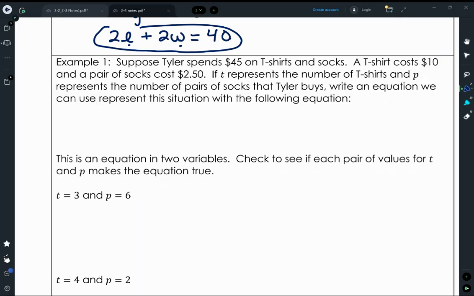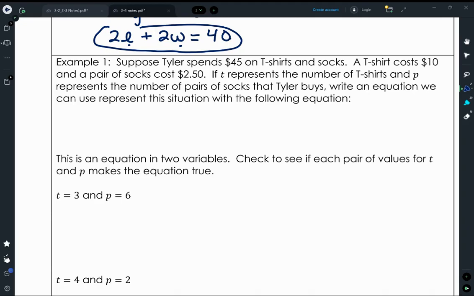So suppose Tyler spends $45 on t-shirts and socks. A t-shirt costs $10 and a pair of socks costs $2.50. If T represents the number of t-shirts and P represents the number of pairs of socks that Tyler buys, write an equation we can use to represent this situation. I don't feel like that sentence quite makes sense, but we want to write an equation for it.